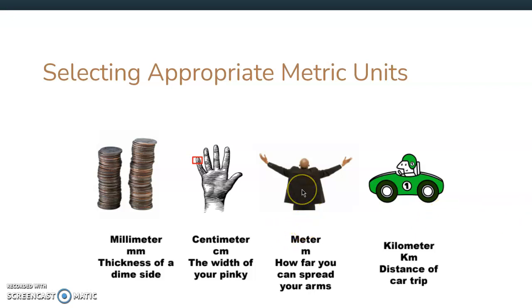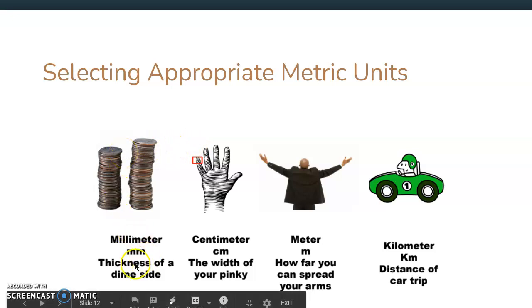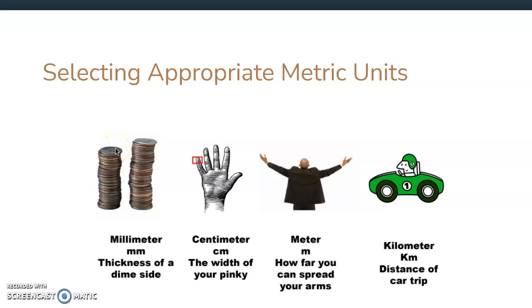A meter is about as far as you can spread your arms. So anytime we think of meter, it's about as far as we spread our arms. There are also meter sticks that you maybe have seen in the classroom, which is also a good way to think about it. Our centimeter is about the width of our pinky finger. So we can see right in here, the width of our pinky finger is a centimeter. And then a millimeter is the thickness of a coin. So a really, really thin coin is a millimeter.